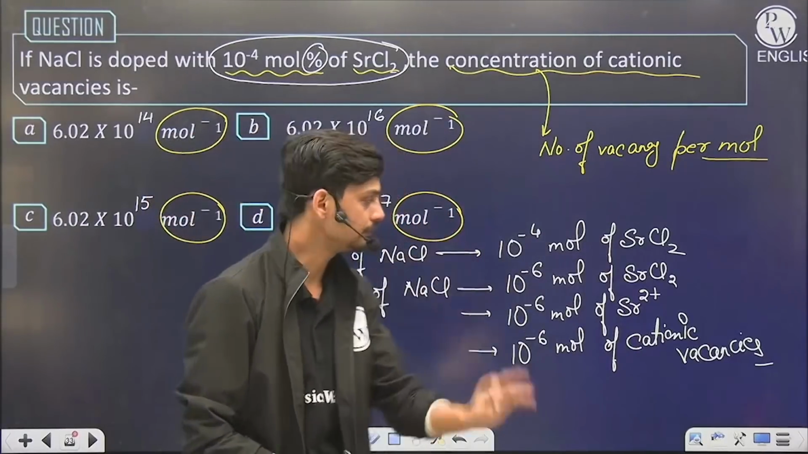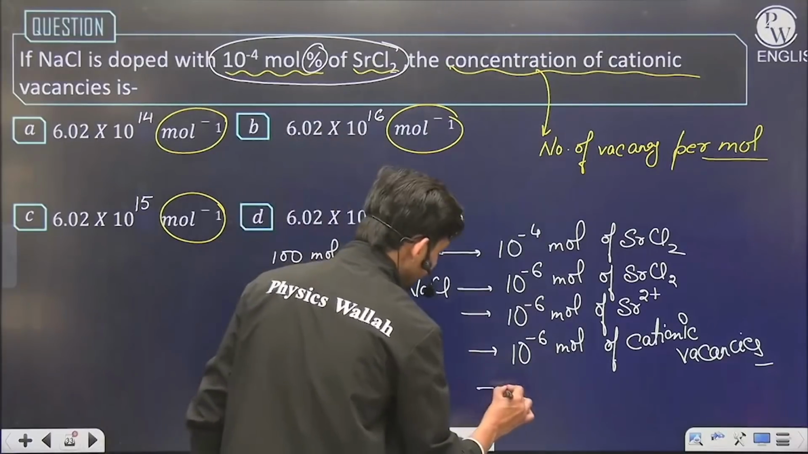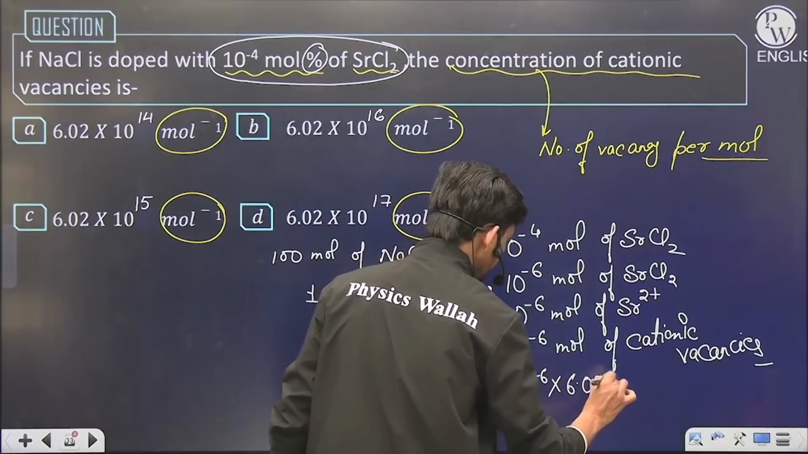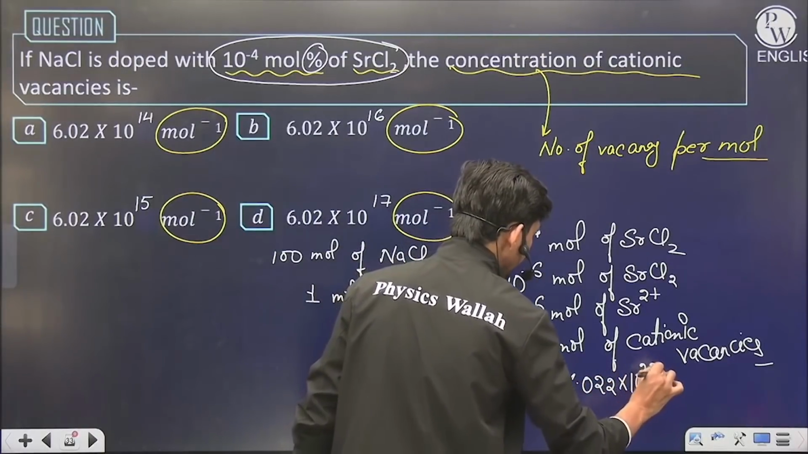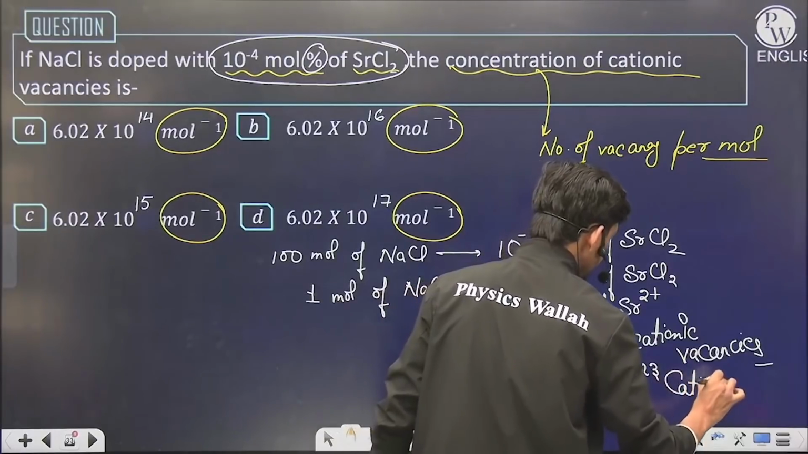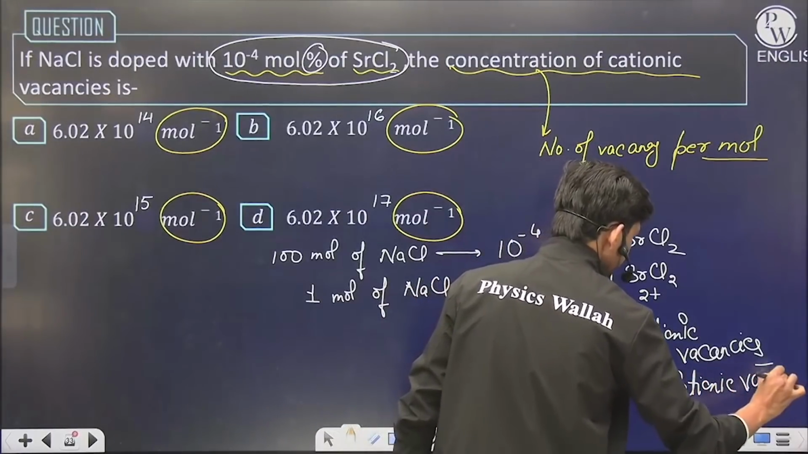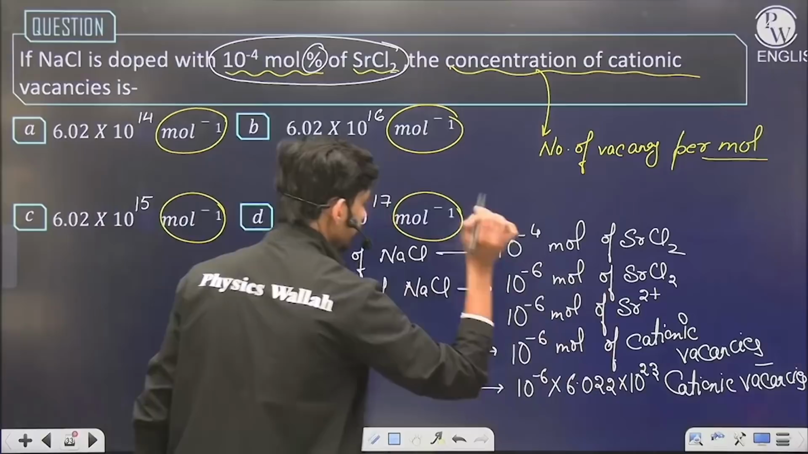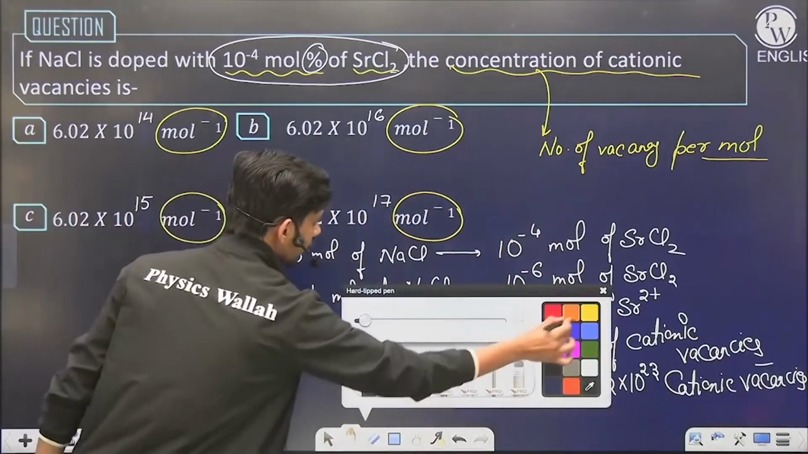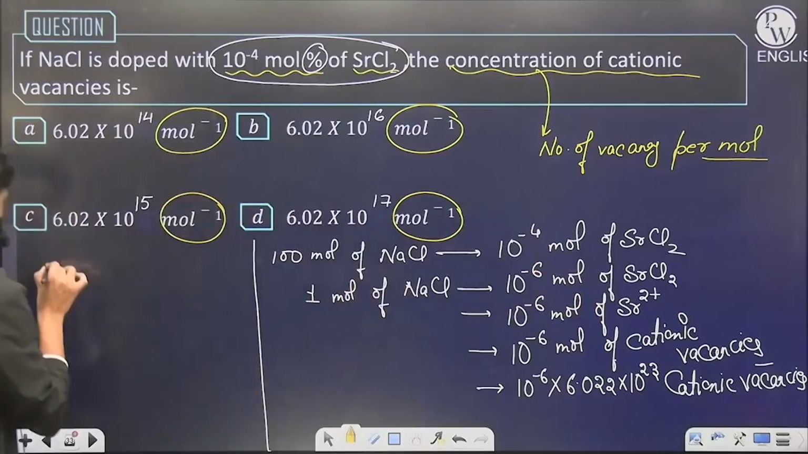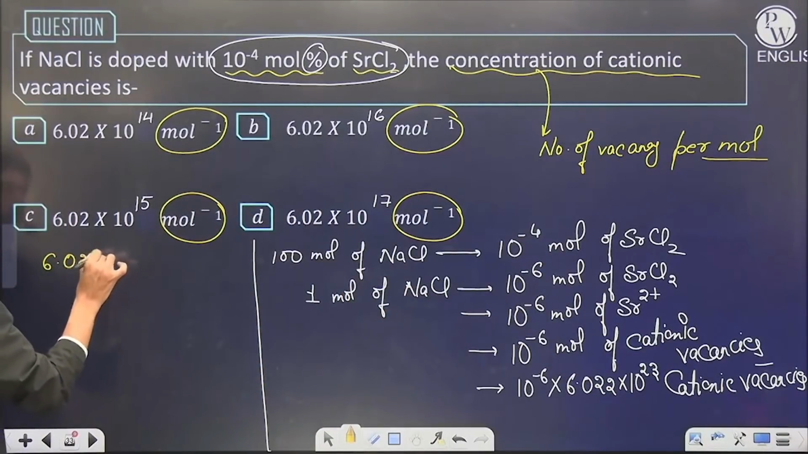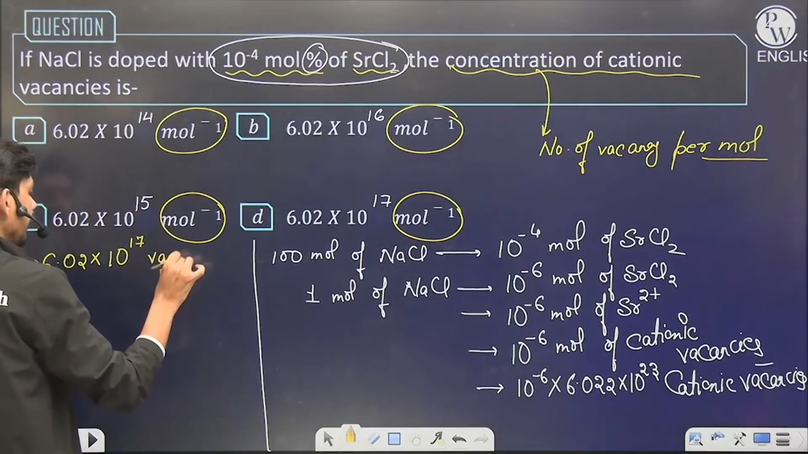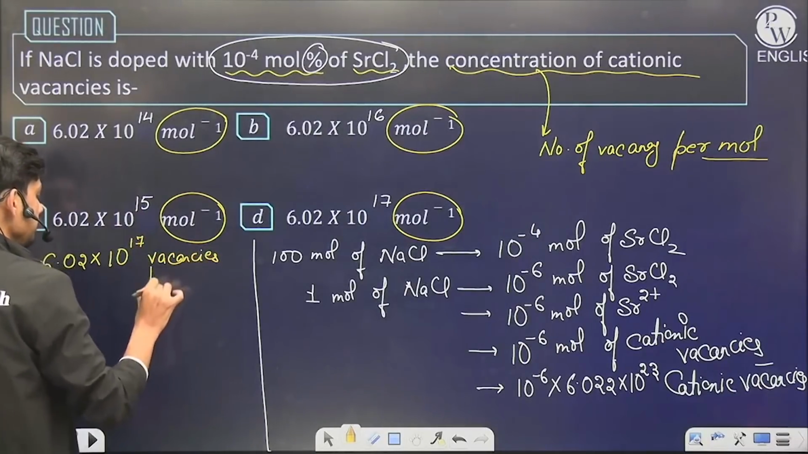The other space is a vacancy. So in terms of Avogadro number, I can say that 10 to the power minus 6 into 6.022 into 10 to the power 23 cationic vacancies will be there. This much of vacancies will be there. And this is our result: 6.02 into 10 to the power 23 minus 6, that is 6.02 into 10 to the power 17 cationic vacancies per mole of NaCl.